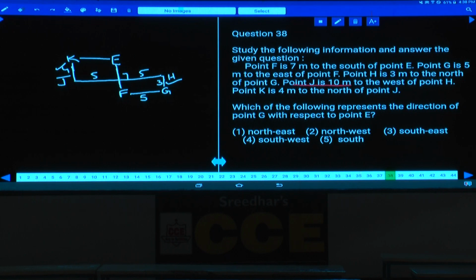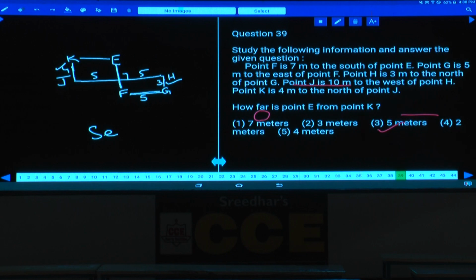Now the horizontal distance. Which of the following represents the direction of G with respect to E? G with respect to E, tell me, here this is south and this is east. South and east, that is southeast. Southeast, choice 3, question 38. Then question number 39, how far is point E from point K? Now K is here, E is here. E is towards which direction? East. And what is the distance here? This distance equals 5 meters. 5 meters, that is choice 3.